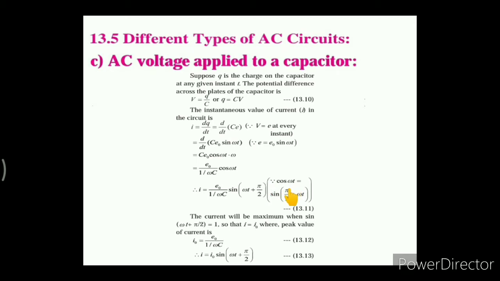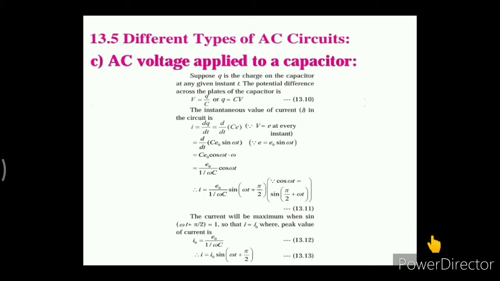As cos omega t is given by sin pi by 2 plus omega t, here we can write the value of I as E0 upon 1 upon omega C into sin omega t plus pi by 2. So here we are getting the instantaneous value of current I as E0 upon 1 upon omega C into sin omega t plus pi by 2. Give it the equation number 13.11.